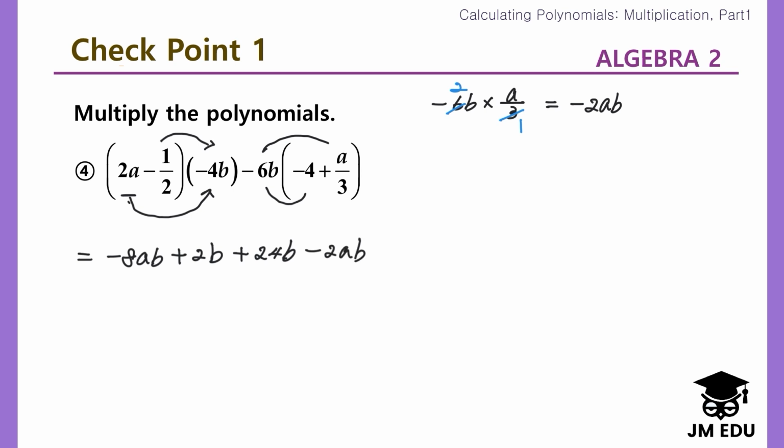So let's look at like terms. We have an ab term, negative 8ab. An ab term, negative 2ab, right? So that's going to be negative 8 minus 2, that's negative 10ab. And we have 2b, 24b. 2 plus 24, that's 26. So 26b.